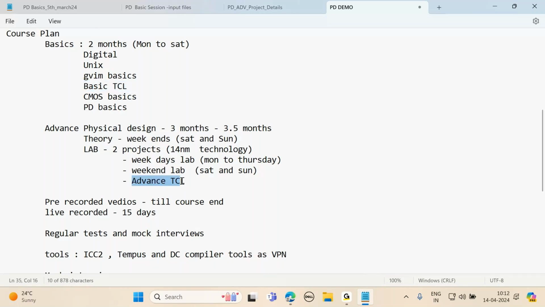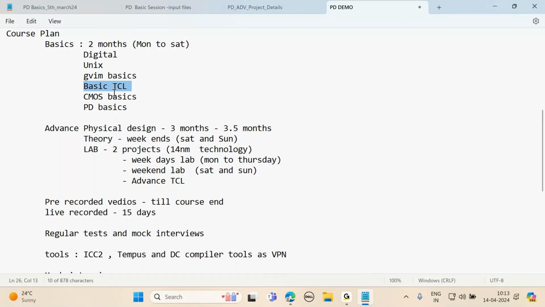So if you take the TCL course, both are going to be covered: you have basic TCL and you have advanced TCL. I'm talking about the TCL course, not the physical design course right now. You can take both basic TCL and advanced TCL. But some students already know basic TCL because you can learn it even on YouTube. Whatever you learn on YouTube is not going to cover what we teach here, for sure.